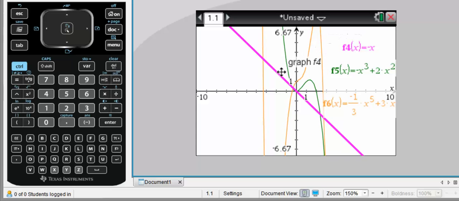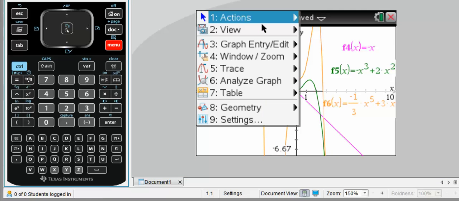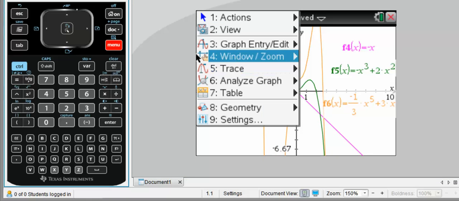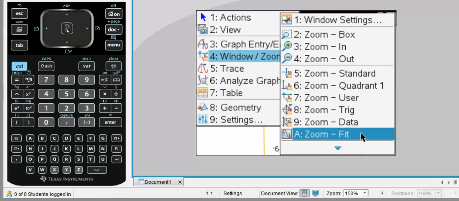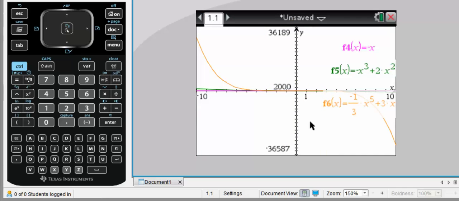I think we get a pretty good guess of what's going on, but we should still adjust this window to make sure that it fits our data. So I'm going to choose Menu and switch to the Zoom option and choose Zoom option A, Zoom Fit. What that does is it allows us to zoom the equation out, and you'll notice that the x values stayed the same from -10 to +10, but our y values have now increased all the way up to 36,000 and decreased down to 36,000 as well.